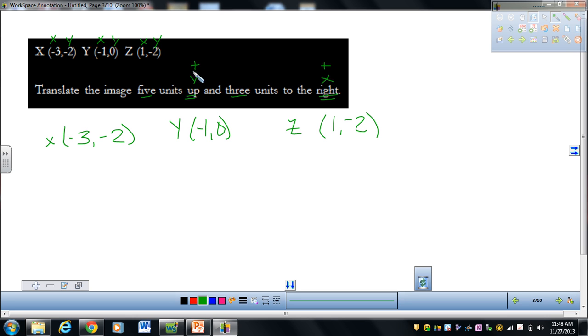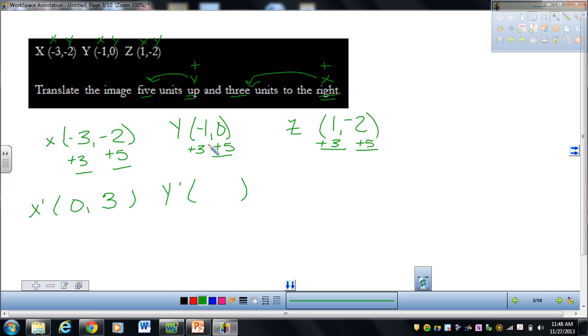So it tells me to add 5 to the Y. So I'm going to add 5 to all of my y's. Add 5, add 5. And then it tells me to add 3 to the x. So add 3 to all of my x's. So my x prime is going to be negative 3 plus 3, that's 0. And negative 2 plus 5 is going to be a positive 3.